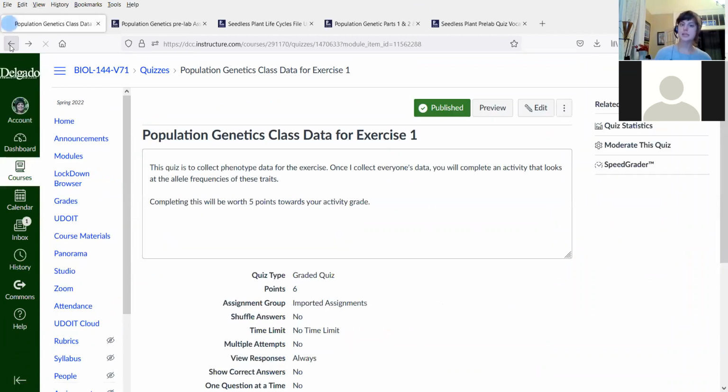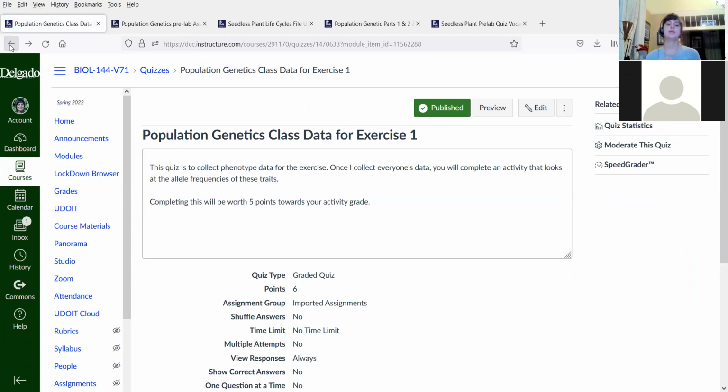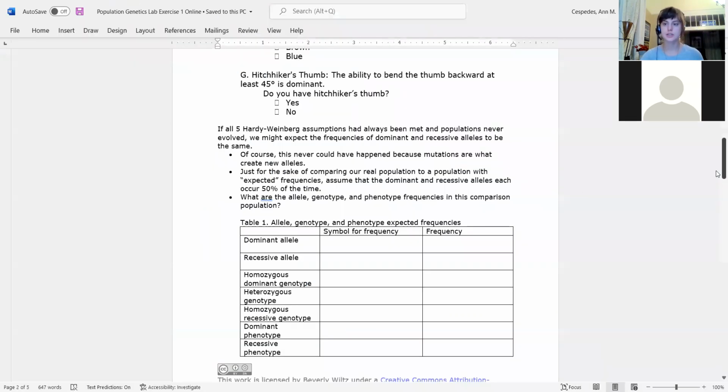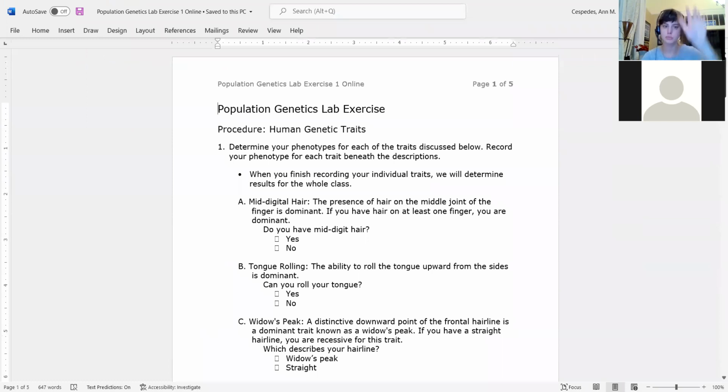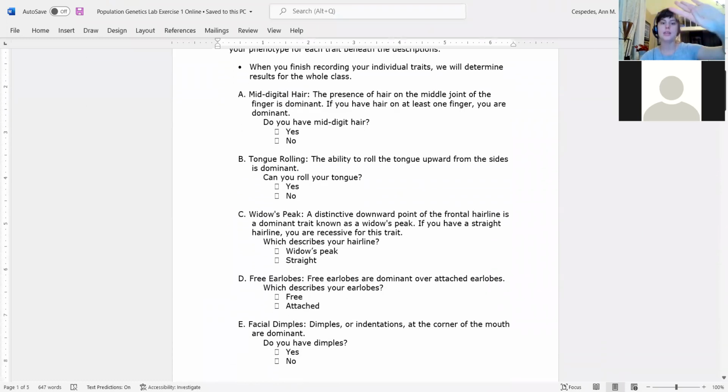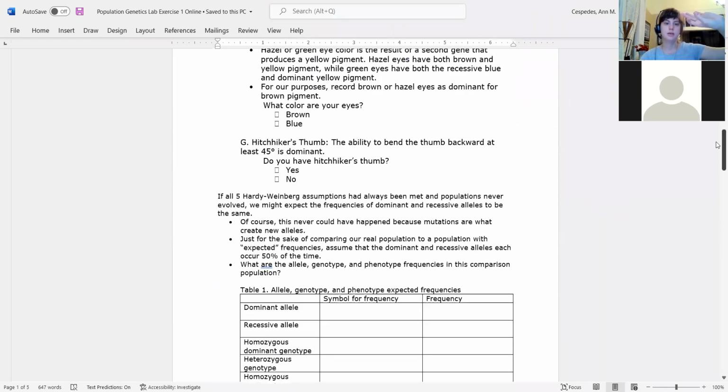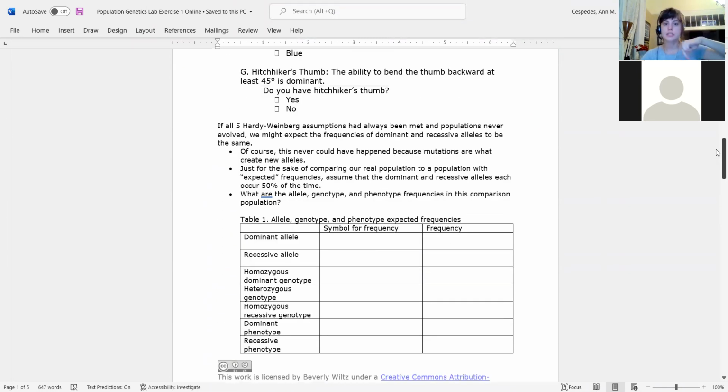Once I have everyone's data, we'll analyze it, take a look at our phenotype data, and plug it into this worksheet. This worksheet's not available yet, but it goes through these different traits. Then we're going to say that the allele frequencies are equal. We're going to say the dominant allele for each trait. Each trait has a dominant and a recessive version.